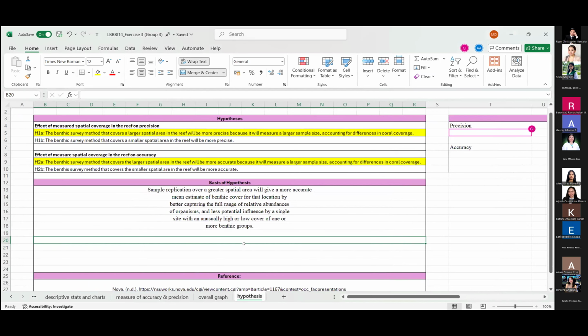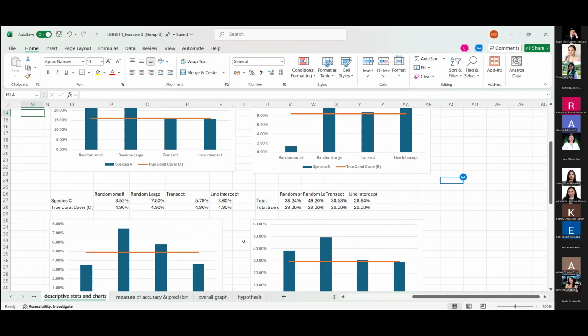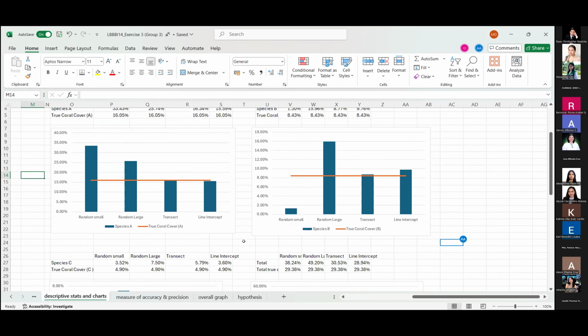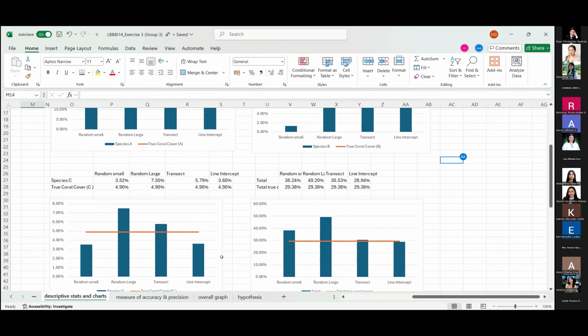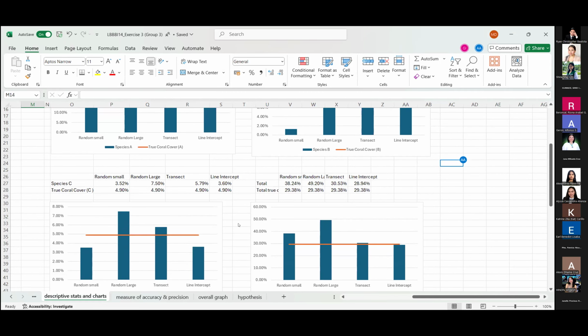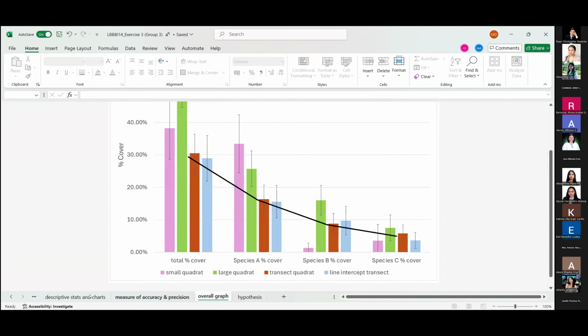So these are the hypotheses that we highlighted, Doc, based on the charts that we did earlier. Mika, can you go to the descriptive charts? We based it from this bar graph. So we found out that LIP and Transec are more accurate and precise based from these figures. Okay. Because of their closeness to the true value line? Exactly, yes.